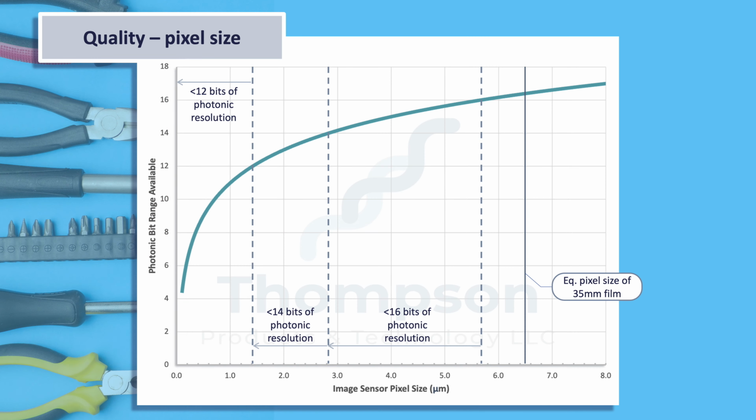Putting this on a chart, we see the downside of using smaller pixels. It means less light per pixel based on a constant photonic density. Less light per pixel means a smaller range of possible photons that can be detected. On the right-hand side, we see a traditional 35mm film with its equivalent pixel size of 6.5 micrometers. This provides over 16 bits of range. And as the pixel size decreases as we go towards the left on this chart, we see lower photonic ranges available, getting down below 12 bits once we get closer to about the 1 micrometer size.